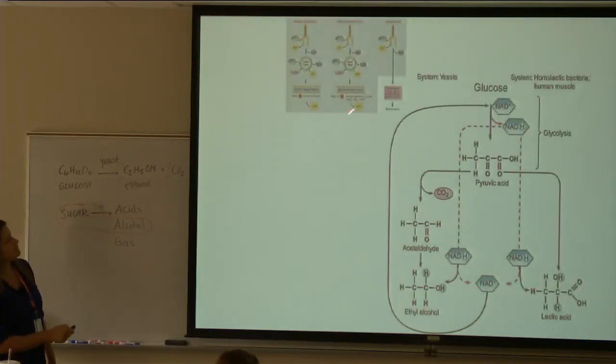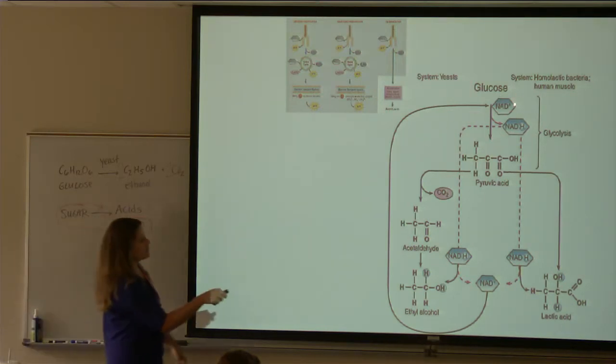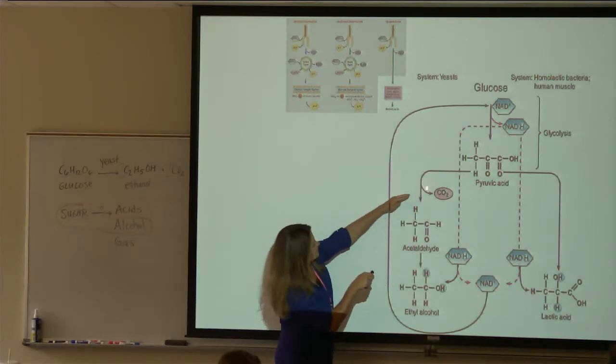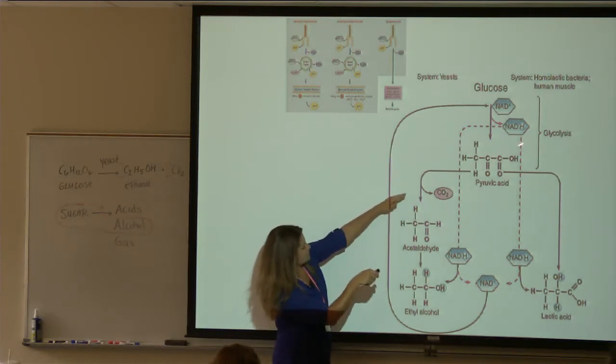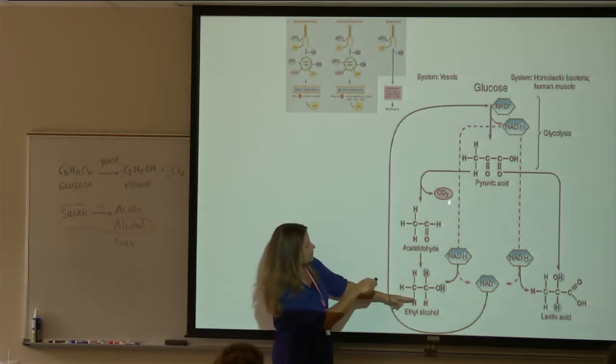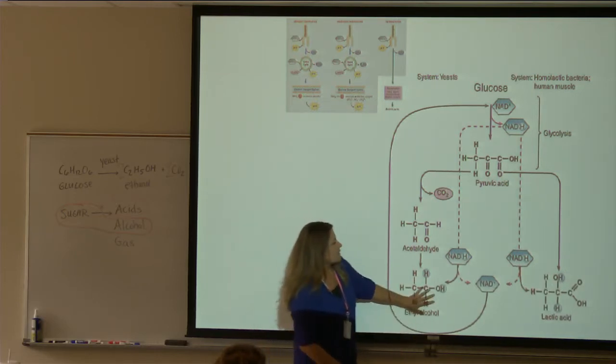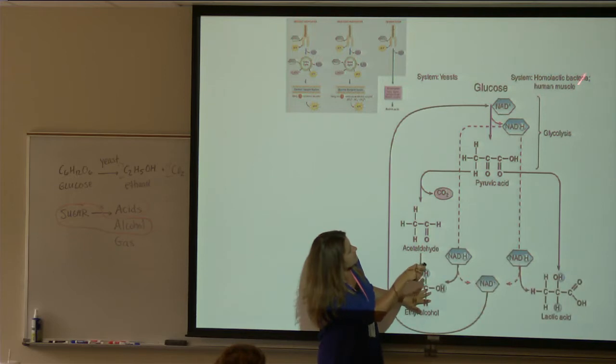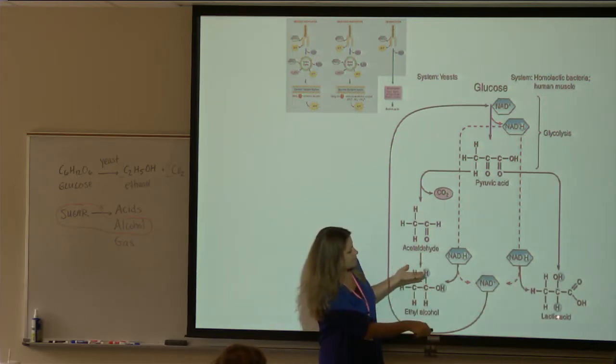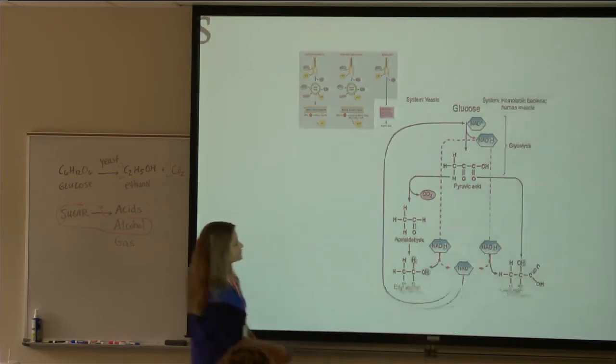Here's an example. Here we're just showing this fermentation portion, starting with glucose. Here we can see this is what a yeast would do. We'll end up giving off some carbon dioxide, producing ethyl alcohol, ethanol. Over here, we can see some types of bacteria. This also happens in human muscle, with the production of lactic acid.